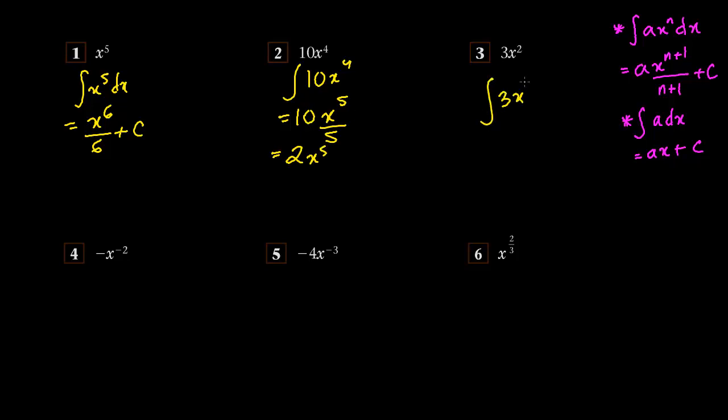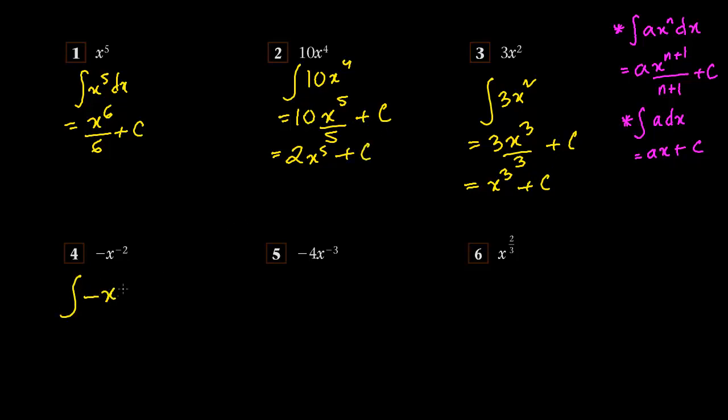So 3x squared. 3 is the constant that goes outside the integral, and we have x cubed by 3. The 3 and 3 cancel, and the integral is x to the power 3. Remember the plus c always. Plus c, plus c. Okay.